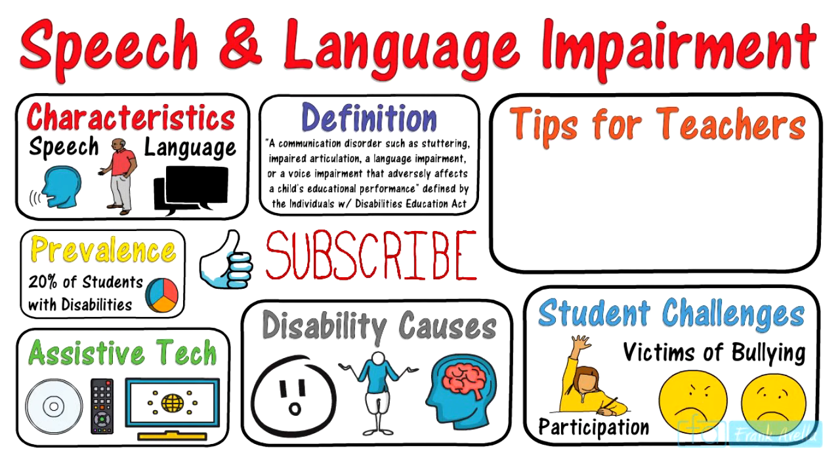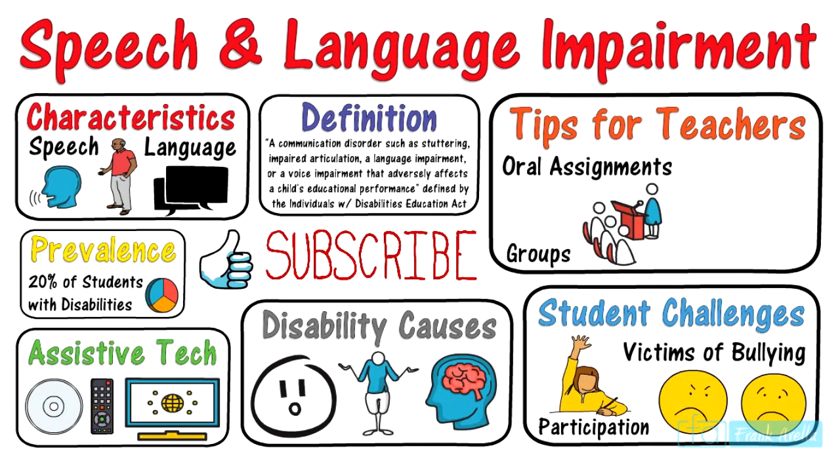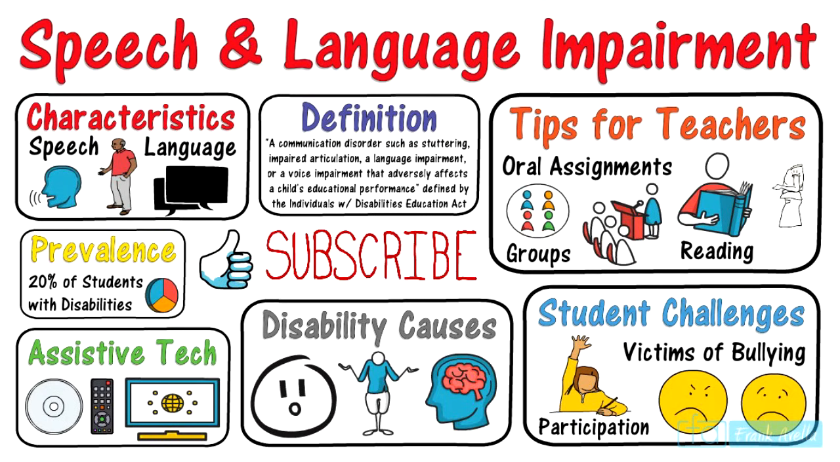And now we come upon the last section of the presentation, which is teacher tips. One of the things teachers can do to improve the speech and language ability is to insert oral presentations into their lesson plans and classroom. Place students in groups, allow them to have meaningful discussions with their peers. Provide students with the opportunities to read aloud in the classroom. However, teachers should not put these children in a position where they're going to be embarrassed. Teachers must keep an eye out for that.